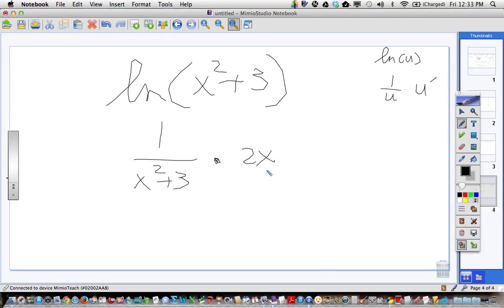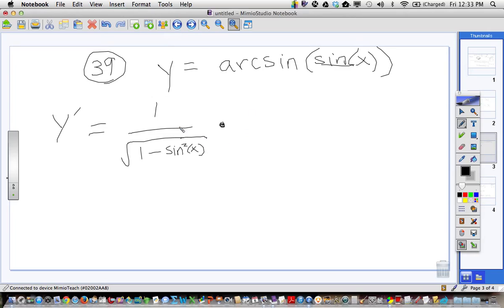I also talked with one person who was wanting to do a product rule here. This is not ln times this. It's ln of this. It's a function, just like sine. If this had been ln x times x squared plus 3, now you've got a product rule. Those are two different things. A couple little things that I've seen come up. All right, so back to this.